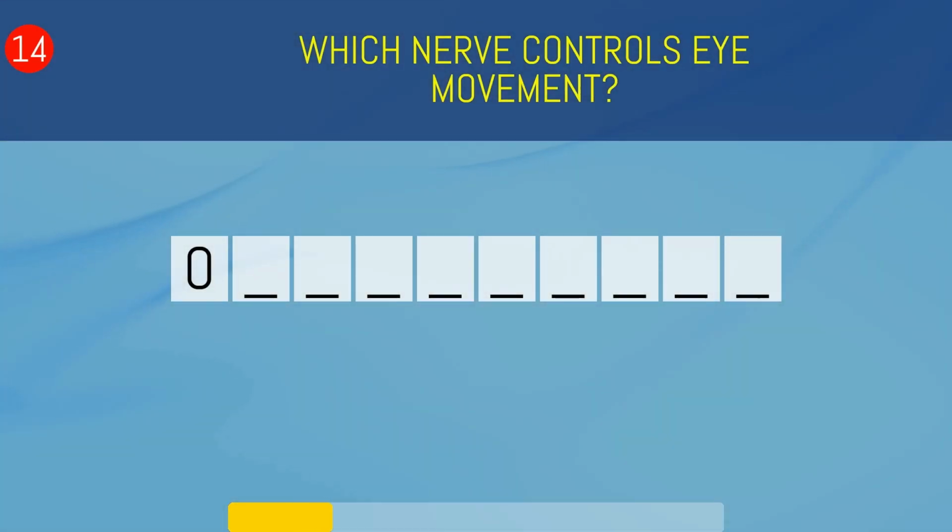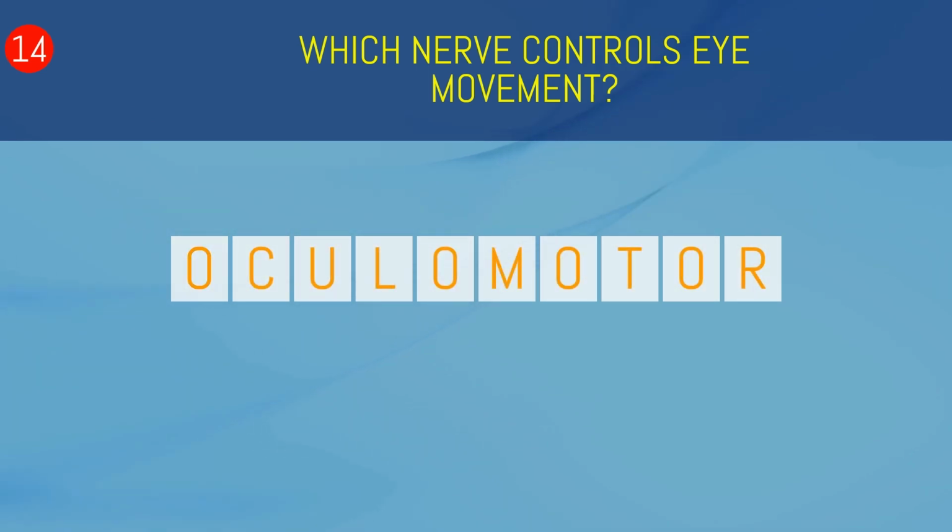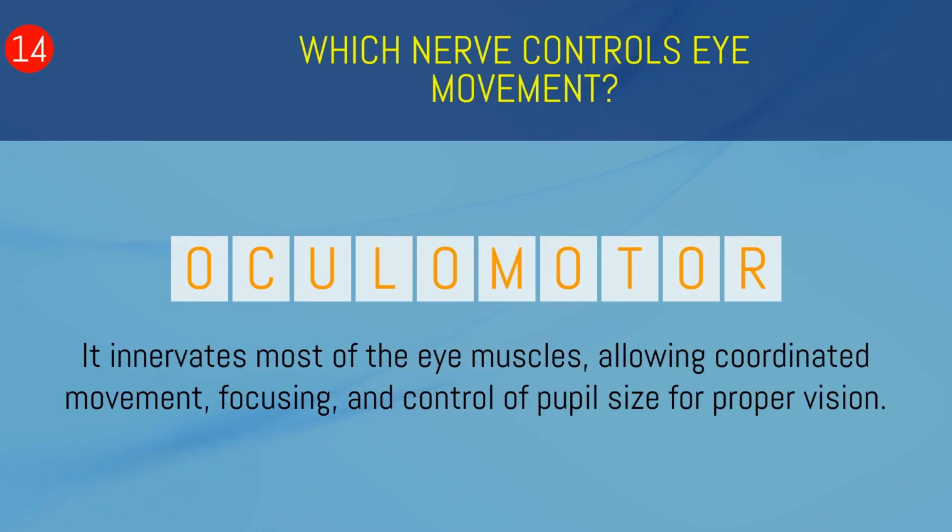Which nerve controls eye movement? Oculomotor. It innervates most of the eye muscles, allowing coordinated movement, focusing, and control of pupil size for proper vision.